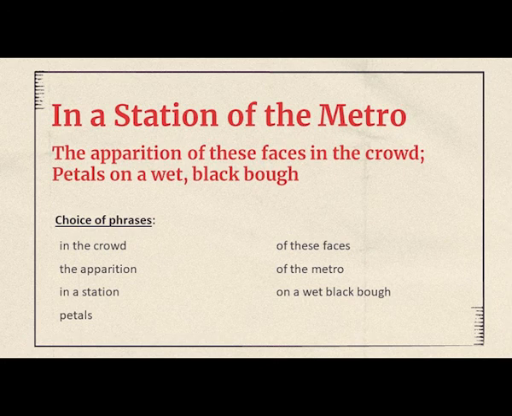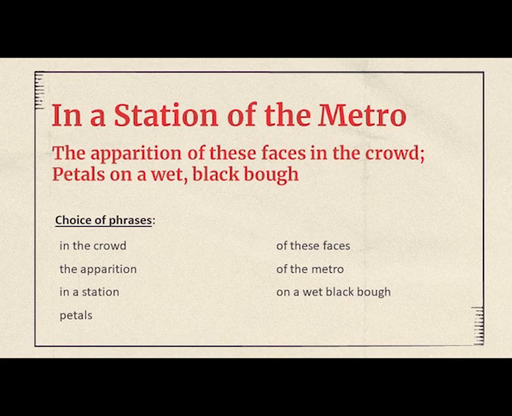It is based on the 17-syllable Japanese haiku poem. In a station of the metro, the apparition of these faces in the crowd, petals on a wet black bough. That was the original poetry. And yeah, as you can see, this original poetry has no verb at all.